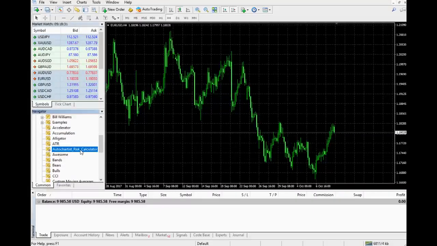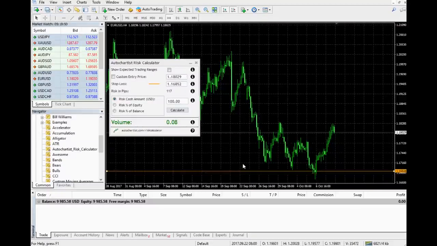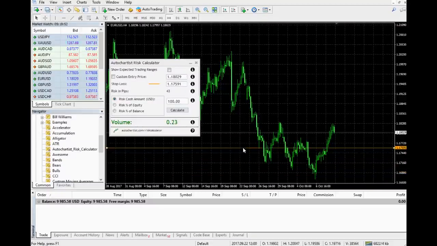This is why we created the Autochart's risk calculator, to help you set risk-adjusted position sizes for your trades. First, drag the Autochart's risk calculator onto your chart. You'll notice two components of this indicator that appear on the chart: the risk control panel and the orange stop loss level. So decide on where you want to set your stop loss and move the orange line to that level. If the orange line is below the current price, then the indicator assumes you are planning on a long position. If the orange line is above the current price, then the indicator assumes you are planning a short position.